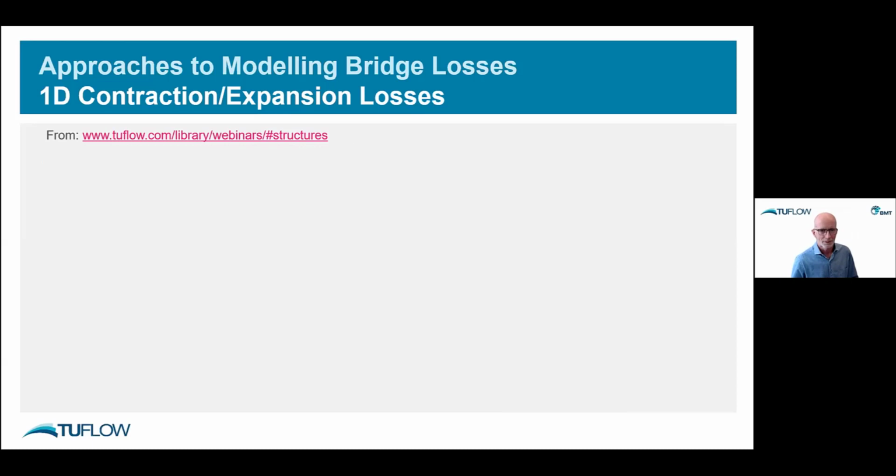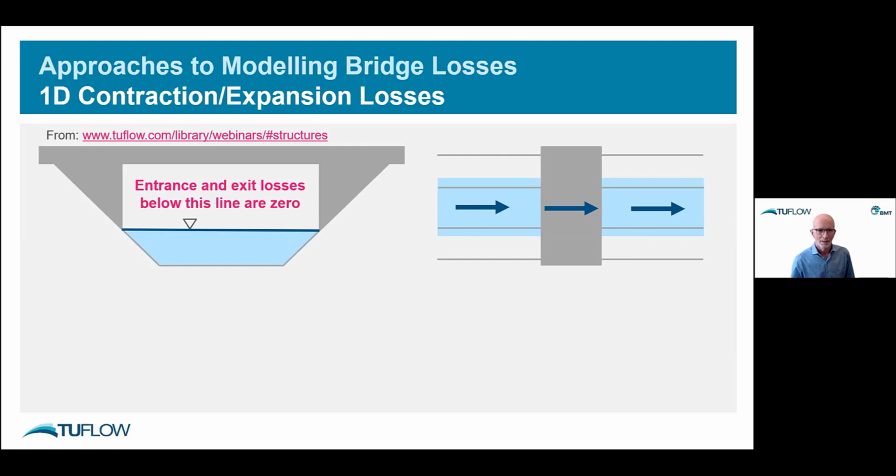One thing from a 1D perspective that's important to understand, I've taken this slide from the earlier webinar. It's quite important that the entrance and exit losses are being adjusted. And the reason for that is when the water level is below this bridge, so this bridge has abutments that go to here, but it's basically just clear spanning a trapezoidal channel. And for flow below that line, there's no change in velocity through the structure, and therefore there are no losses. So you have to bring your entrance and exit losses down to zero. Otherwise, you'll be falsely generating losses at that structure.